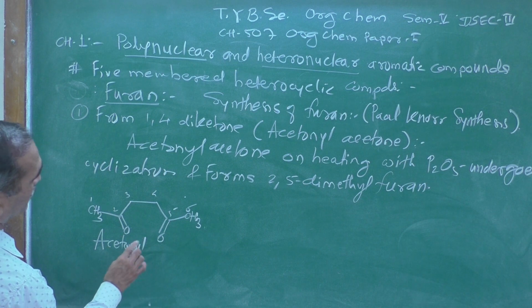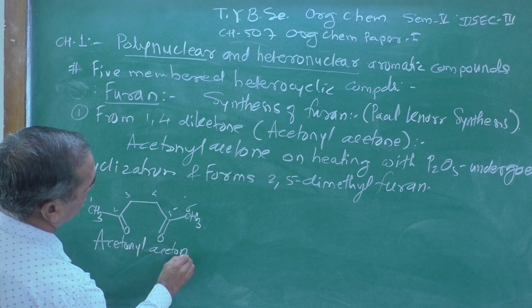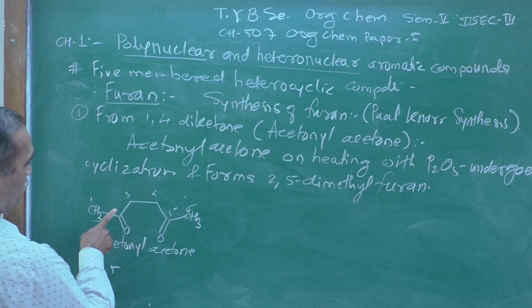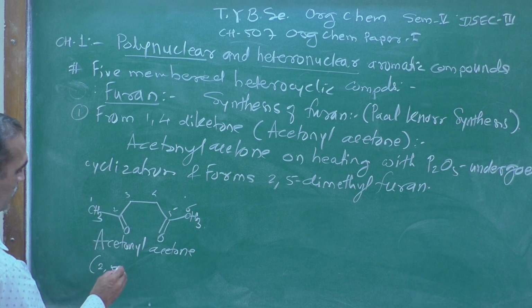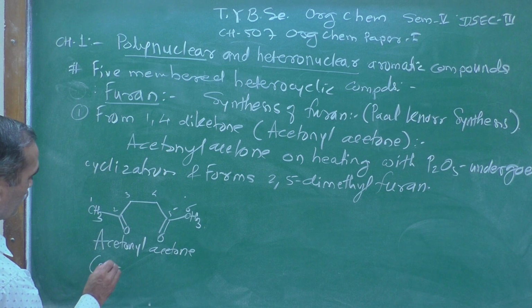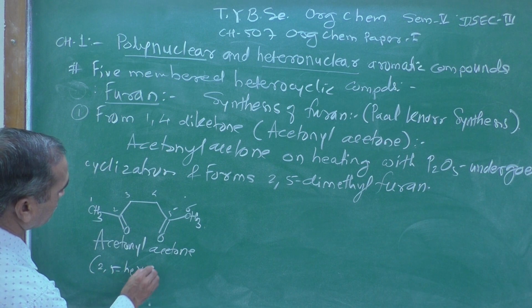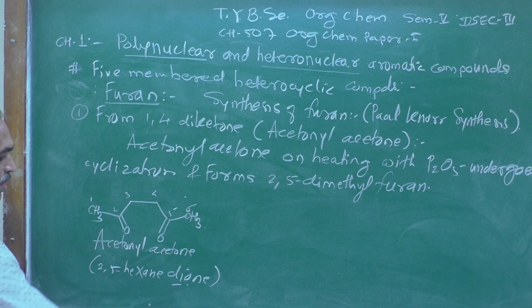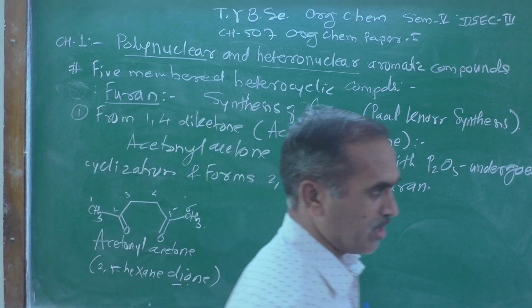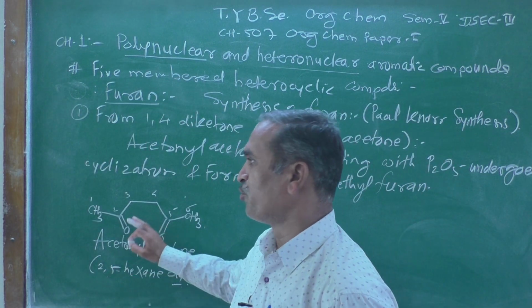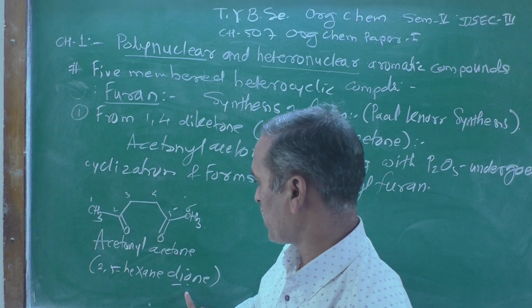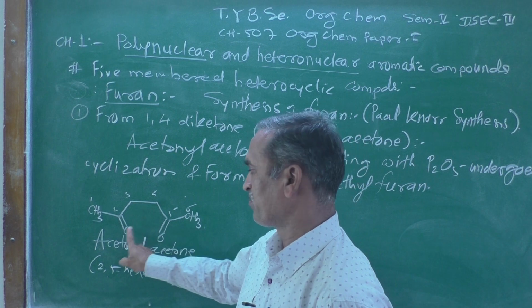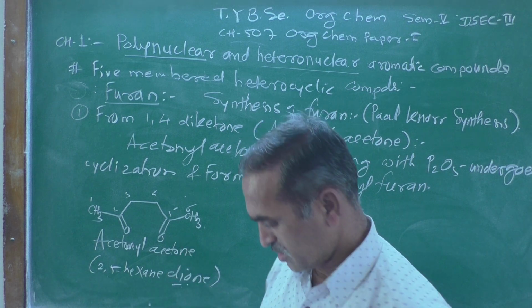The common name of this compound is acetonyl acetone, or the IUPAC name is 2,5-hexanedione. At the 2 and 5 positions, ketone is present. Di means two, and one means ketone groups are present, and therefore the IUPAC name given to this compound is 2,5-hexanedione, and the common name is acetonyl acetone.